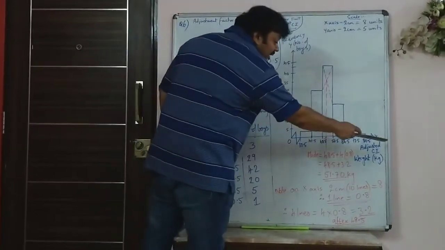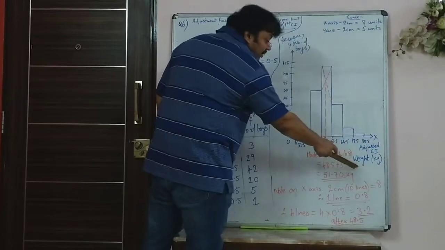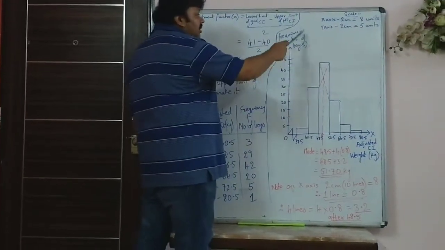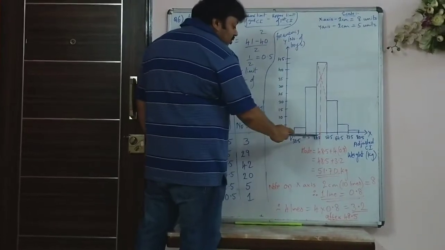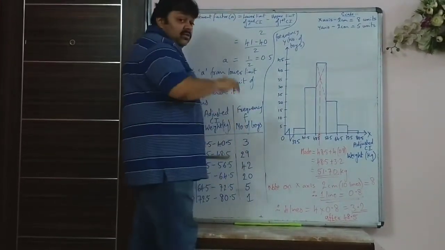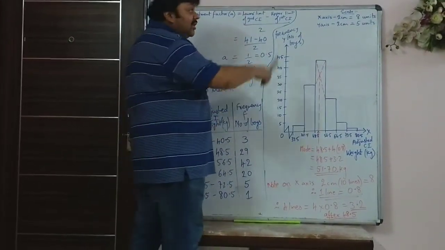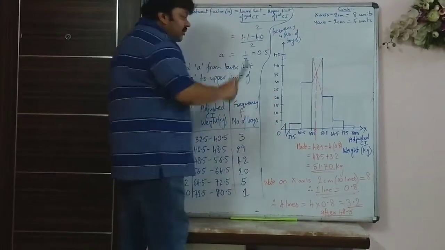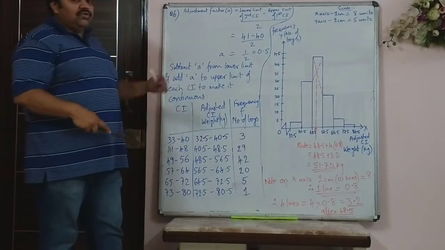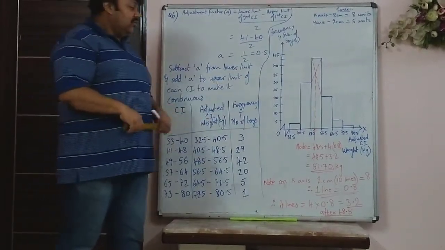You have to write there: adjusted class interval, weight in kg; y-axis frequency, number of boys; scale, x-axis 2 centimeter is 8. So in this case 2 centimeter is 8. Y-axis 2 centimeter is 5. That way you have to show. All that has to be shown.